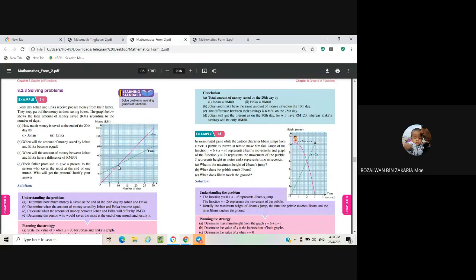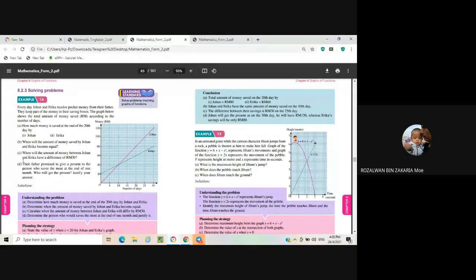Class, are you there? Yes, teacher. So can you understand the answer for B here, example 14? Because the graphs intersect, you have to find the intercept between these two graphs. So after 10 days, that's why the answer is that Johan and Erica have the same amount of money saved on the 10th day.